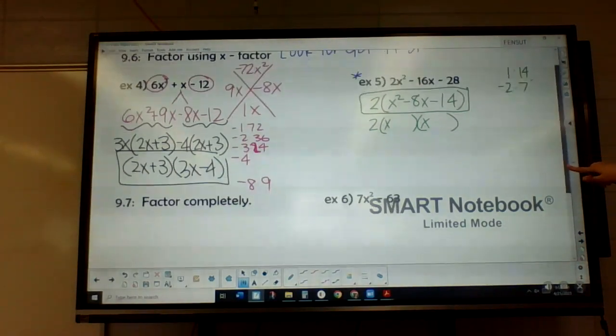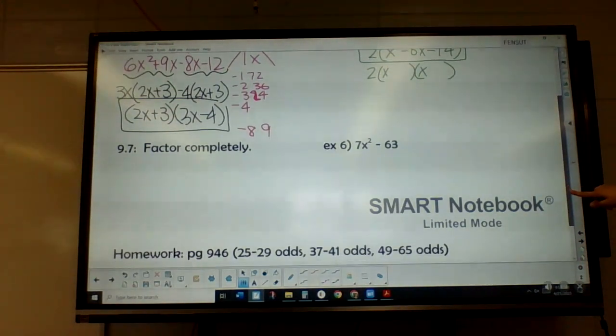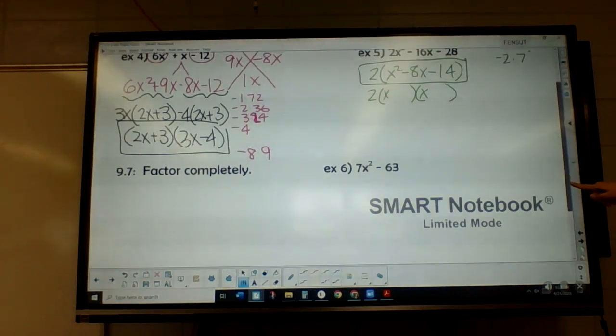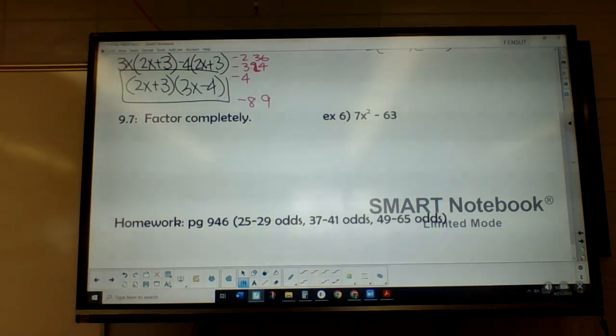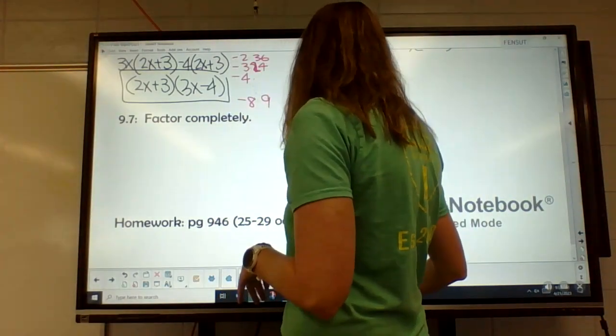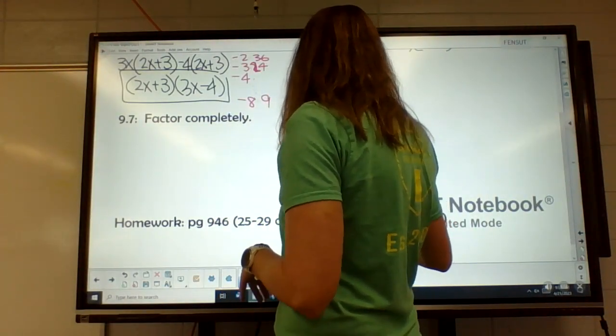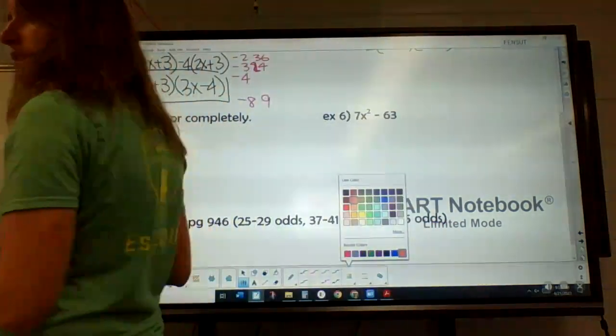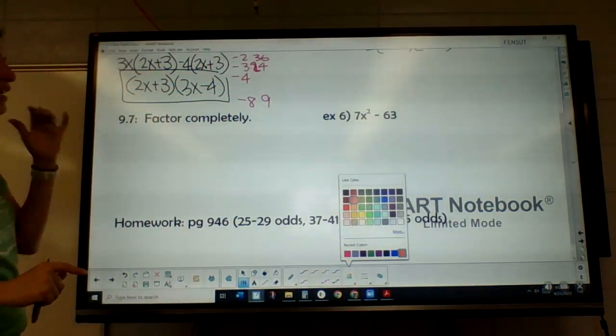So our next one says to factor completely. I guess I forgot to do the special case one on here, but we're going to do probably whiteboards here today. All right, we're factoring completely.